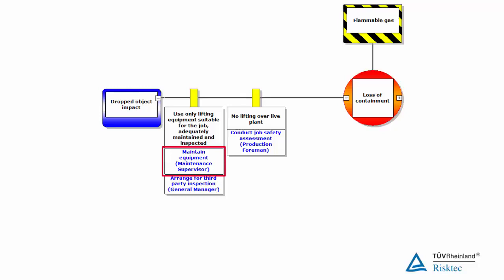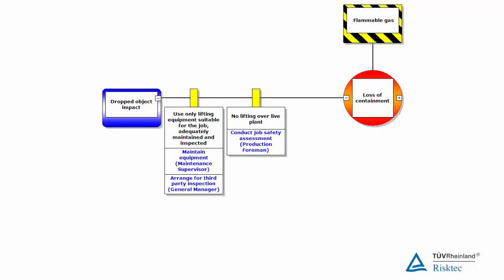For lifting equipment in particular, there is also another critical activity involving arranging for the equipment to be inspected by a third party. For the second barrier on this branch, for the lifting operation to be controlled effectively, the foreman must conduct a job safety assessment to identify what might go wrong and put controls in place, including the restriction of not lifting over live pressurised plant. He must also carry out a toolbox talk to discuss these controls with the team carrying out the lift.